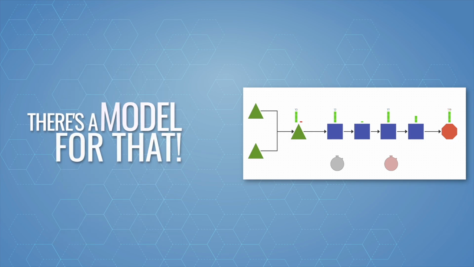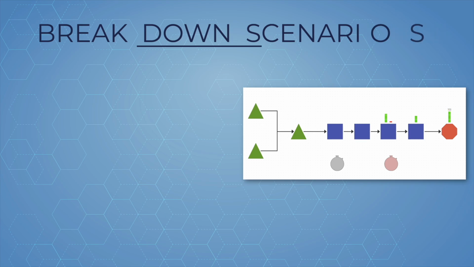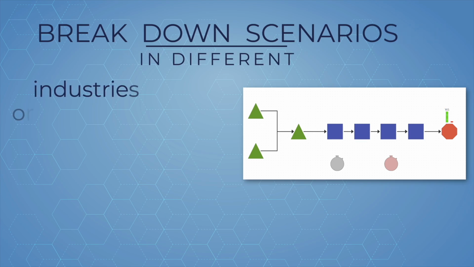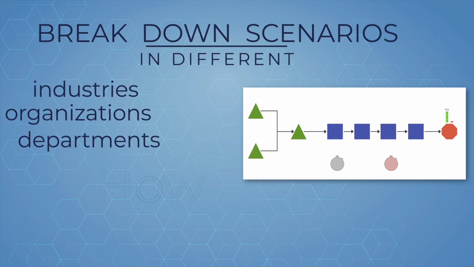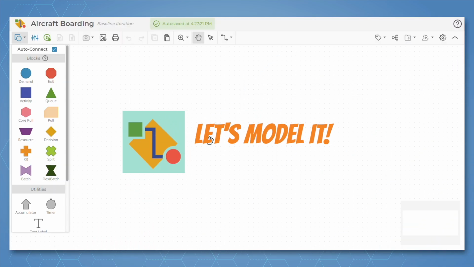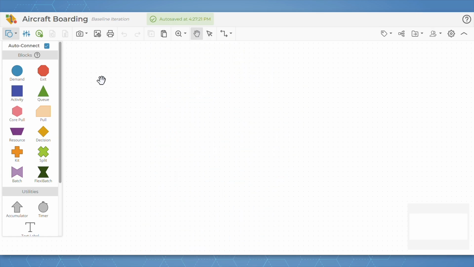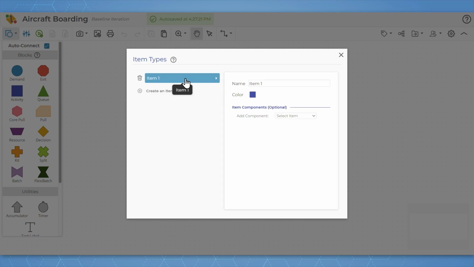There's a model for that. Welcome to Model Monday, a series where we break down scenarios in different industries, organizations, and departments and explain how you can build a simulation of them in Process Playground. Let's model it. Today we're going to work on an aircraft boarding model where we'll see how long it takes for passengers to go between different points in our process.